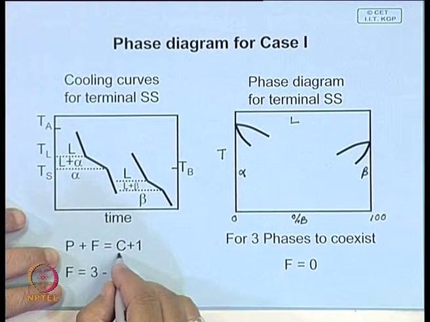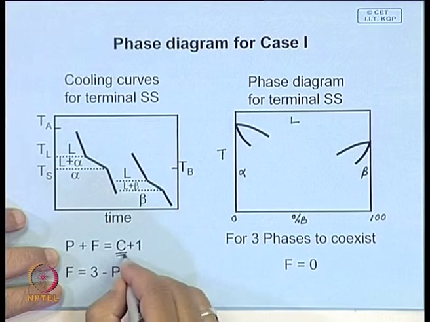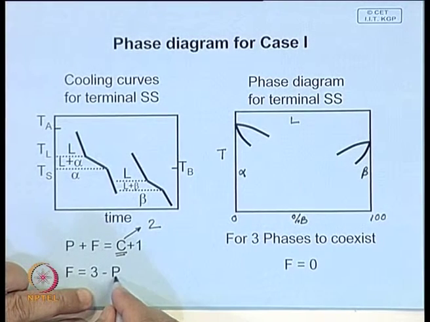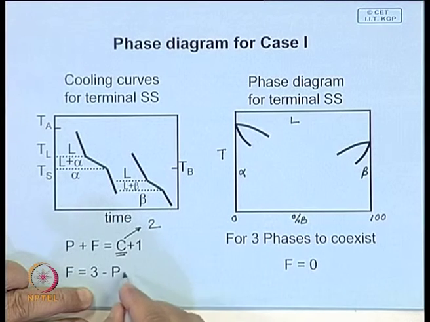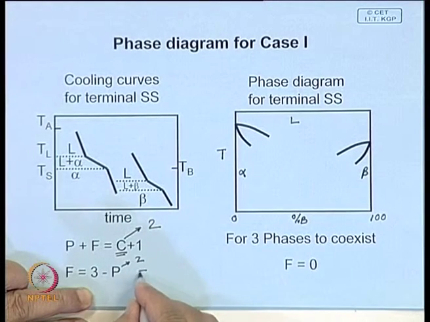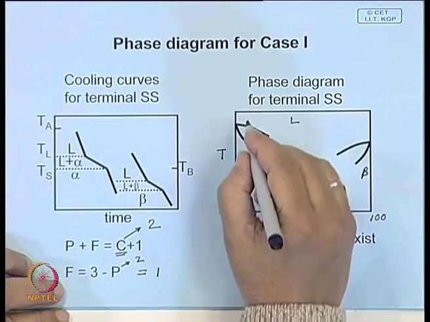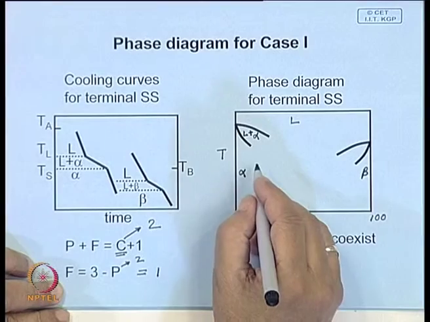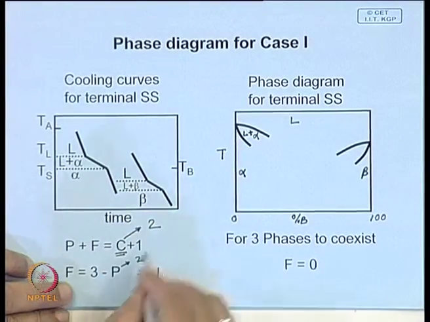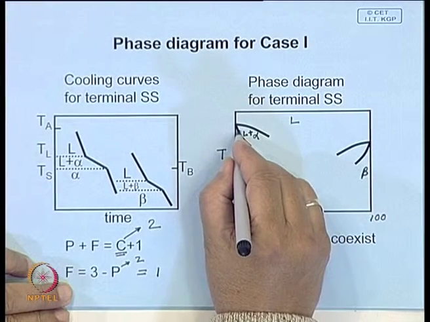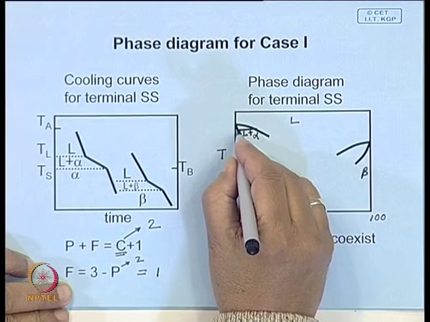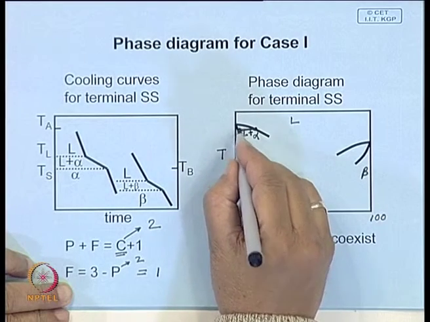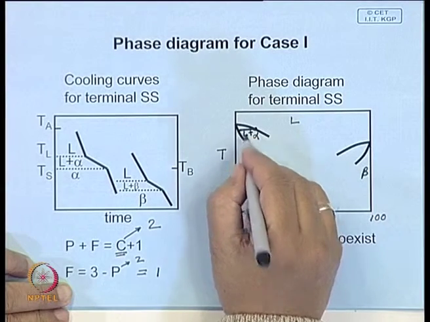So, it is a binary alloy. Here the number of components C is equal to 2. Therefore, the degree of freedom is 3 minus P. Now, if the number of phases is 2, then F is equal to 1. That means in this particular case where you have liquid plus alpha coexisting, you can define one of the variables. So, you can have the temperature as variable. If you say this is the temperature, then the composition of liquid as well as solid is fixed. This is no longer variable. So, you have 1 degree of freedom.